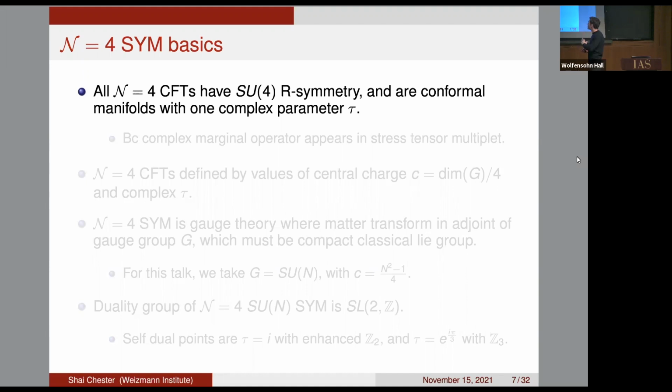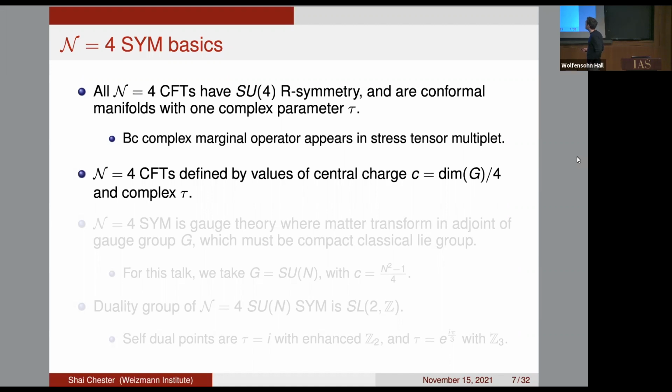Let me review some basics about N equals 4 superconformal field theories. Firstly, any N equals 4 CFT in general has an SU(4) R-symmetry, and they all have conformal manifolds with one complex parameter tau. The reason this has to be the case is that the complex marginal operator appears in the stress tensor multiplet, so you're forced to have this conformal manifold.